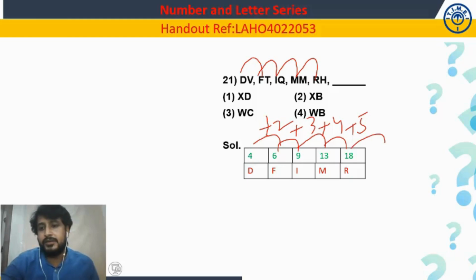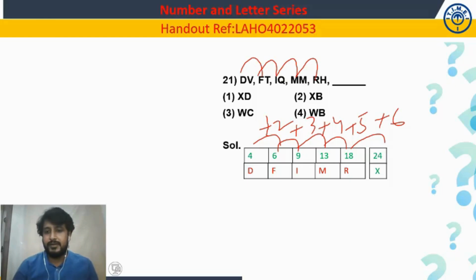According to this logic, what will be next? Plus 6. 18 plus 6, 24. Which letter's place value is 24? X. X place value is 24. So what should the first letter be? X. So the third option is ruled out. Fourth option is ruled out. So my answer must be either the first option or the second option.